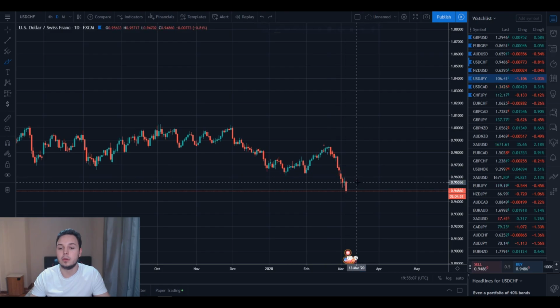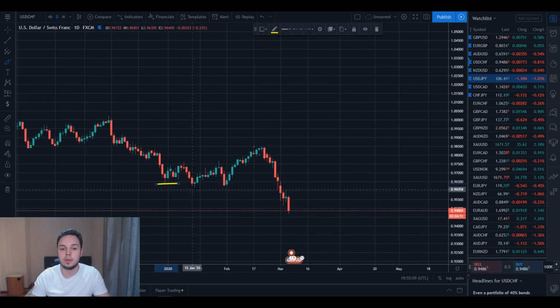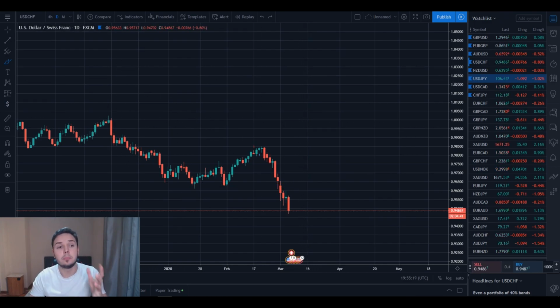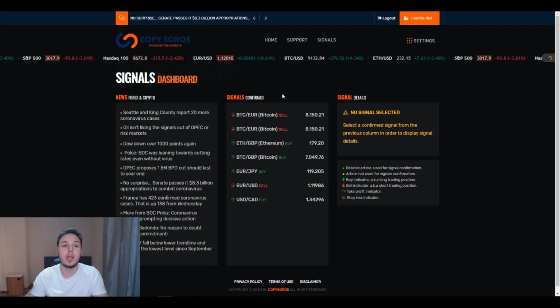I think around this zone over here was the reason. Well, it was respecting this area of sensitivity. It broke out. That's why I sent it towards the downside. And look, it's dropping down like crazy, and that's why it's a good trade on the USD Swiss franc, and it will probably fall. So, that's why we saw a trade on copysoros.